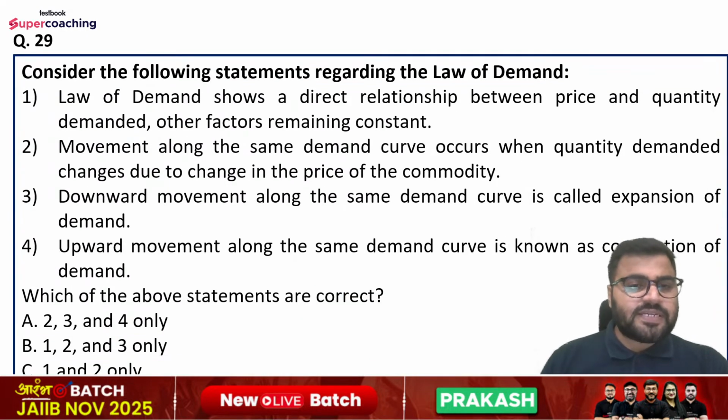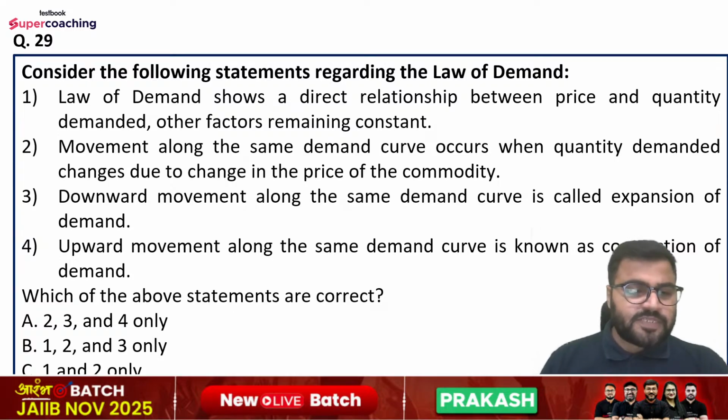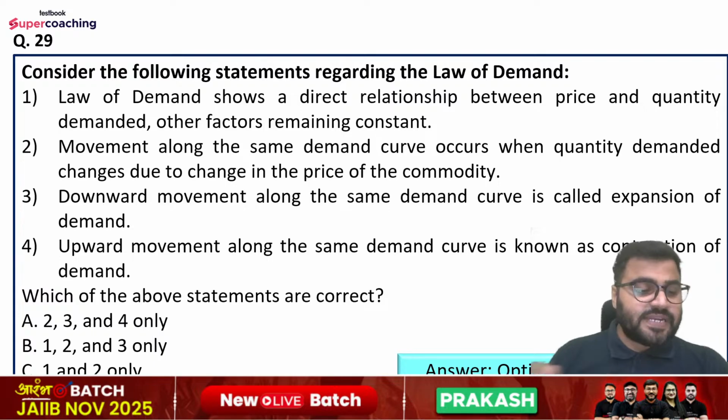Question number 29, consider the following statements regarding the law of demand. The law of demand shows a direct relationship between price and quantity demanded, other factors remaining constant. Movement along the same demand curve occurs when quantity demanded changes due to a change in the price of the commodity. Downward movement along the same demand curve is called expansion of demand. Upward movement along the same demand curve is known as contraction of demand. Which of the above statements are correct? Options: second, third, and fourth; first, second, and third; first and second; or second and fourth. So the right answer is option A here, that is second, third, and fourth.